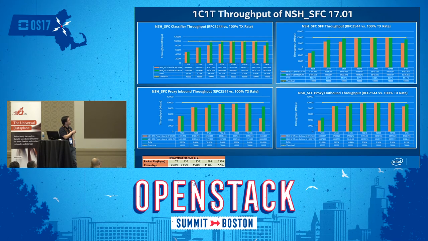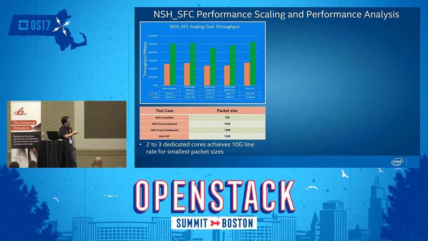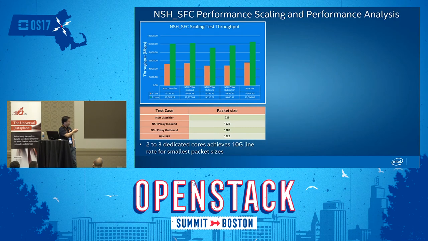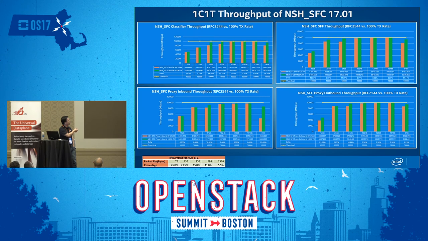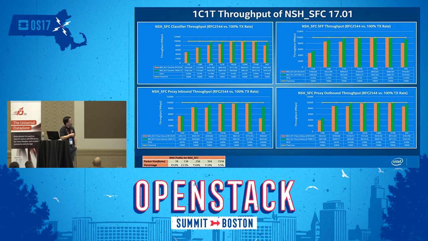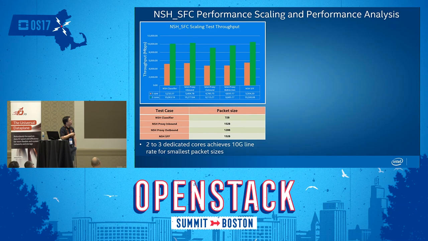As you can see here, we run two different types of tests. One is RFC2544, another is just the 100 percent TX test, and obviously for this 100 percent TX test, it actually has packet loss. For RFC2544, it actually has no problem. As you can see here, for small packets we can achieve about 5 gigabit per second throughput. But for big packets, so we have 512 or 1K, it can achieve the 10 gig line rate.